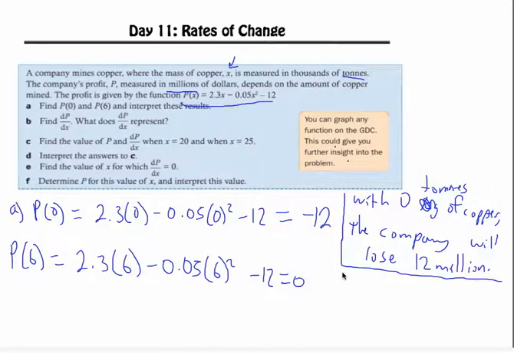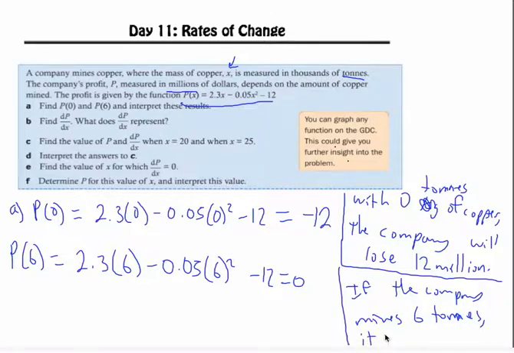Alright, so now you can think of this as, well, you start off with a loss of 12 million, or a starting cost of 12 million. What this means is that if the company mines 6 tons of copper, it will break even, which means no profit, no loss.